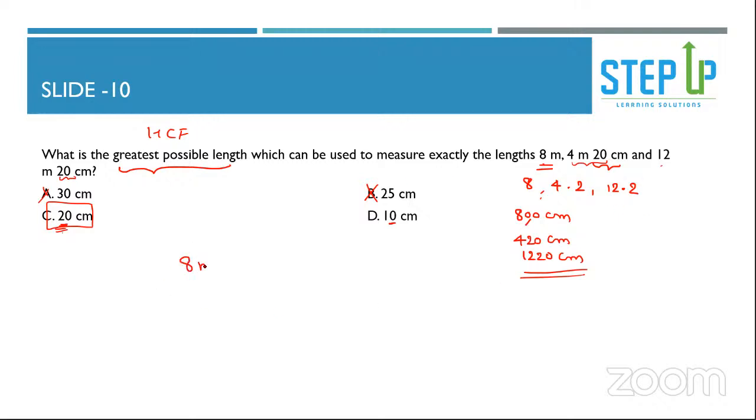Had it been 8 meter, 4 meter, and 12 meter for this question, what would have been your answers? Same options would be given, 30, 25, 10 centimeter and 20 centimeter. I'm waiting for your response. What would have been your answer for this one? Instead of 8, 4.2, and 12.2, if they would have given 8 meter, 4 meter and 12 meter, what would have been your answer?